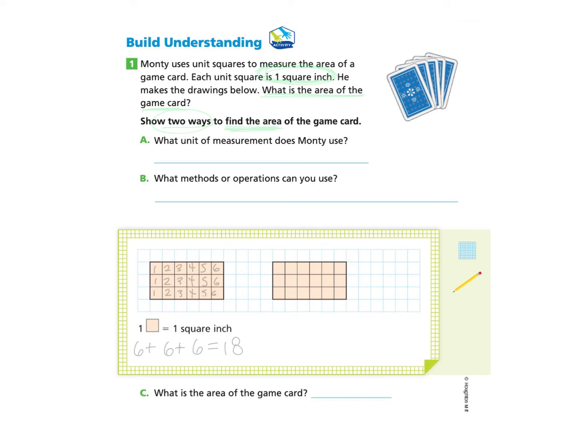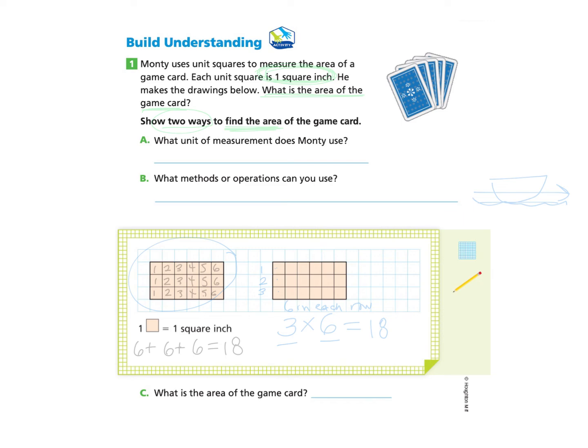All right, now let's take a look at another way that we can solve this problem. So here I see that I have 1, 2, 3 rows. And remember, rows are like a rowboat. Here's the boat and the water. We go across. So I have 1, 2, 3 rows. And in each row, there are 6 squares. So we have 3 rows where there are 6 in each row. And so when we make this multiplication problem, that's 3 groups of 6, and that's going to give us the number 18, which is the same thing that we found here. We just used a different way.